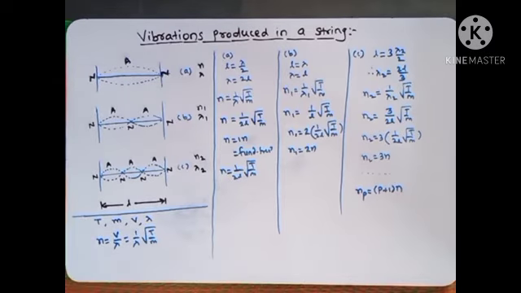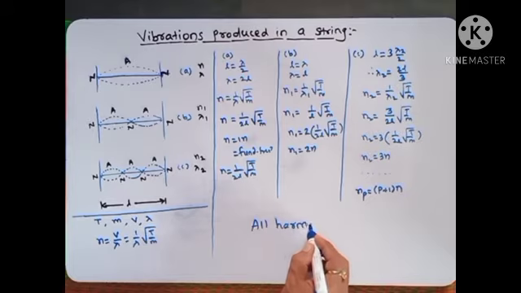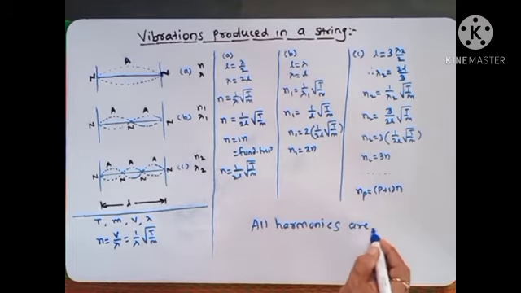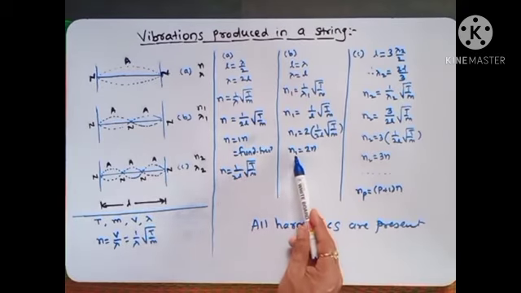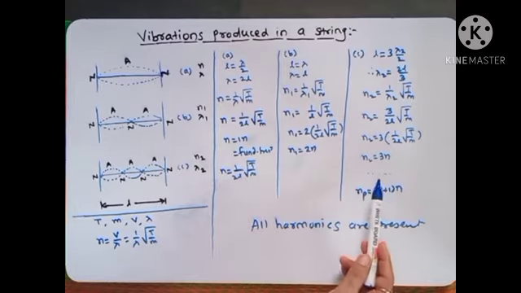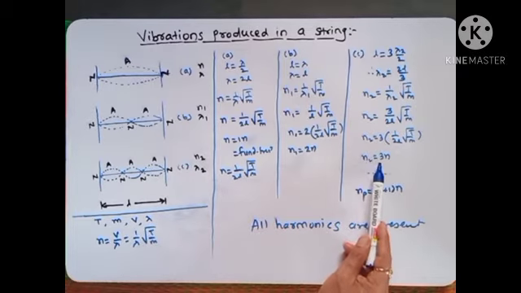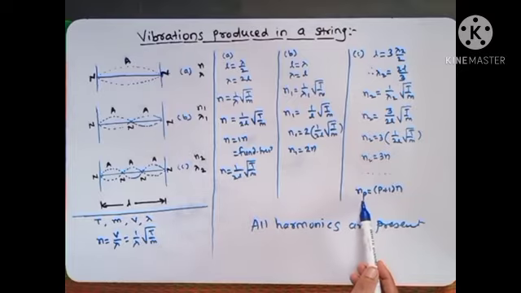That means in case of vibration in a string, when the string is fixed at both ends, then all harmonics are present. I will write here a general statement: all harmonics are present. That means N equal to 1 means first harmonic. First overtone means second harmonic, 2N. Second overtone means N2 equal to third harmonic, 3N. The p-th overtone means (p plus 1) harmonic. All harmonics are present when the string is fixed at both ends.